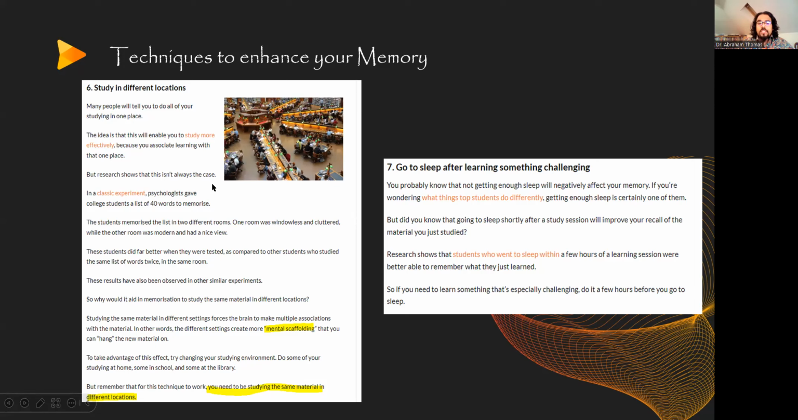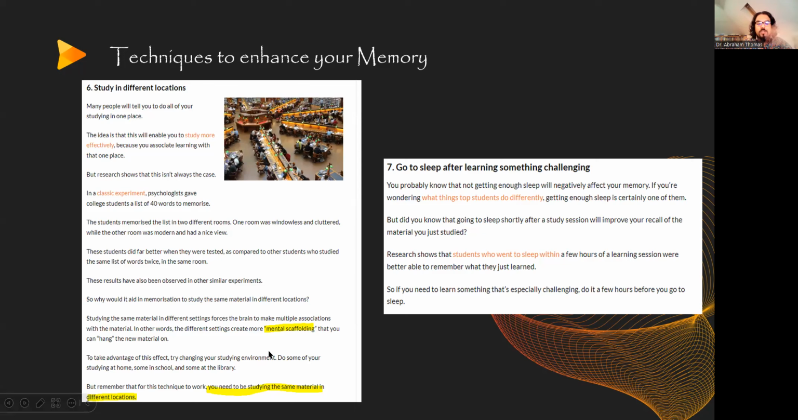But research shows that this isn't always the best way to do things. So they described this experiment that they created, but they felt that different settings create more mental scaffolding that you can hang the new material on. Take advantage of this effect, try changing your studying environment.